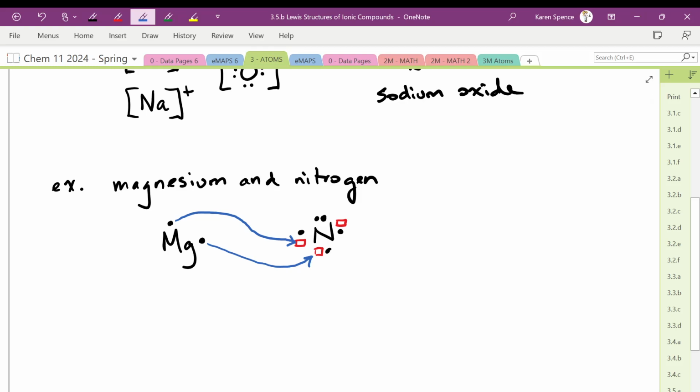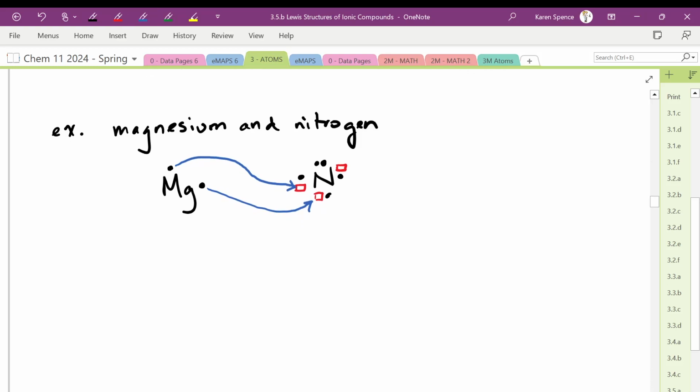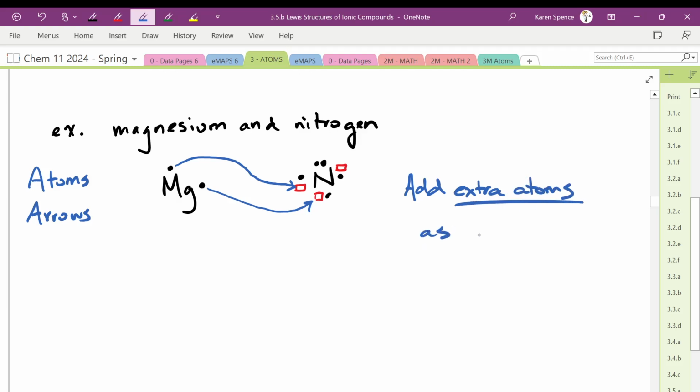And now, I have a problem. How do I fix my problem? I have atoms and I have some arrows, but not everybody is satisfied. Remember, you can add what? Extra atoms as needed. Do I need an extra magnesium?